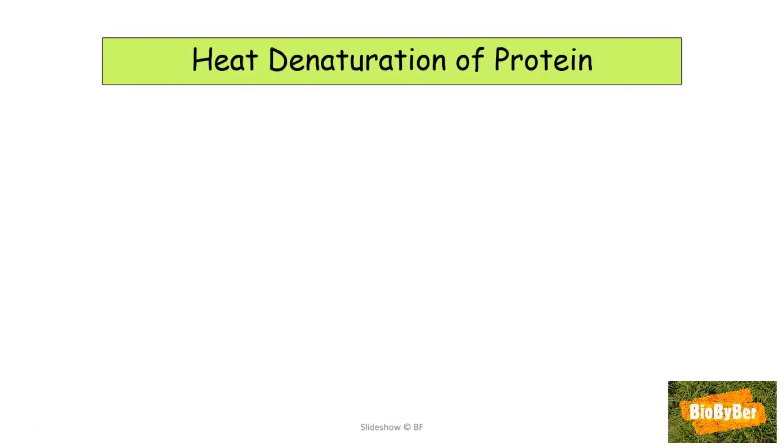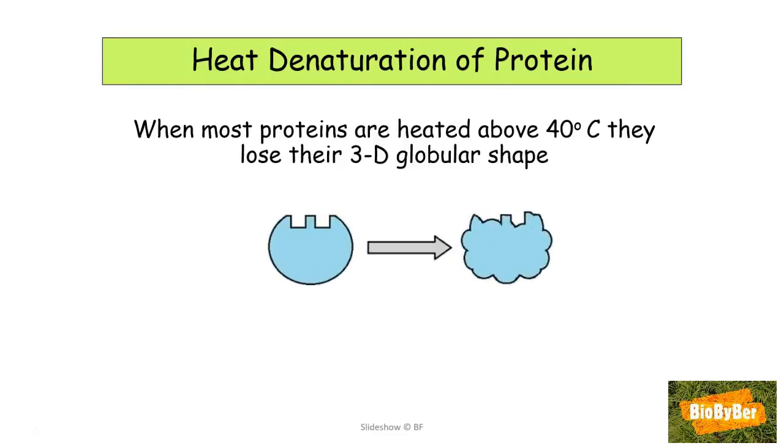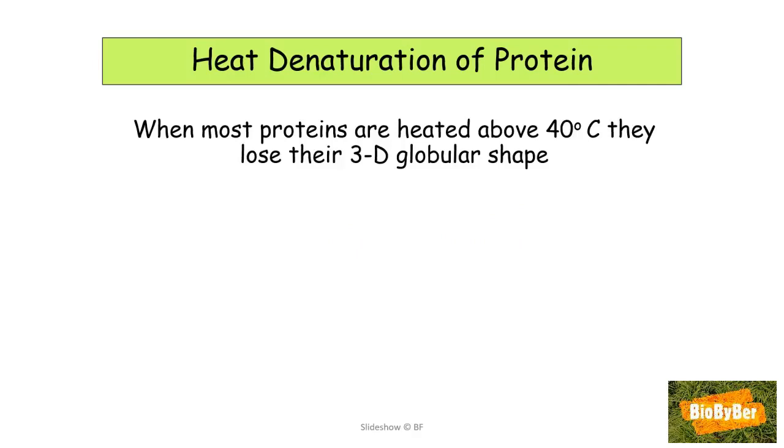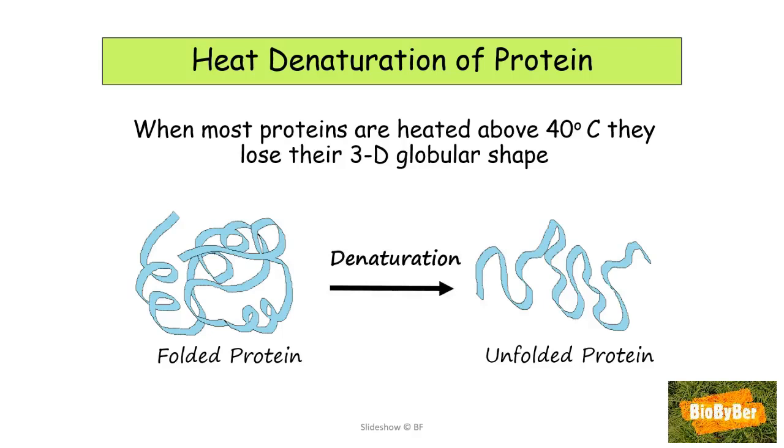This heat denaturation of protein is a very important idea, and we must realise that when most proteins are heated above 40 degrees Celsius, they lose their 3D globular shape. Remember, their 3D globular shape refers to the idea that proteins are folded. When they are heated, they unfold or they lose their shape completely. They are so changed that they can no longer function.